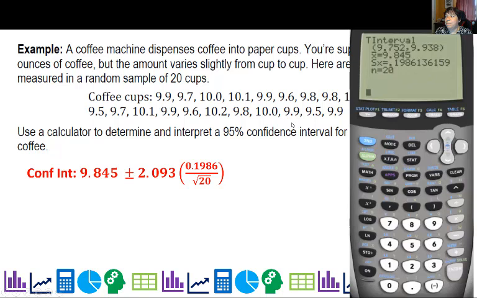It's pretty simple. Now, if I had done this by hand, this is what I would have gotten based on the one var stats I had earlier. And that's the interval I have here, calculating by hand, which is very similar to what we got on the calculator.